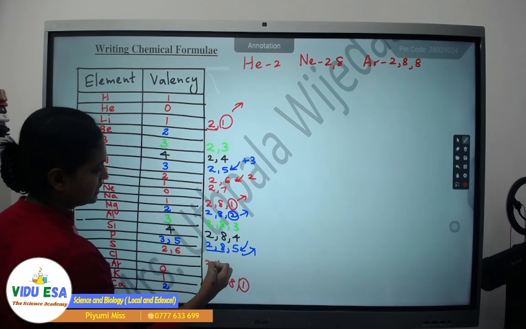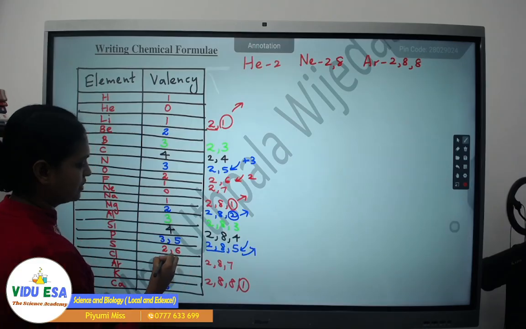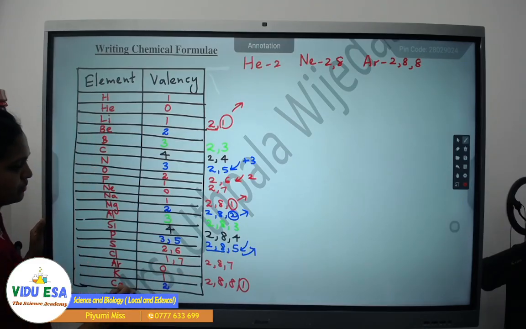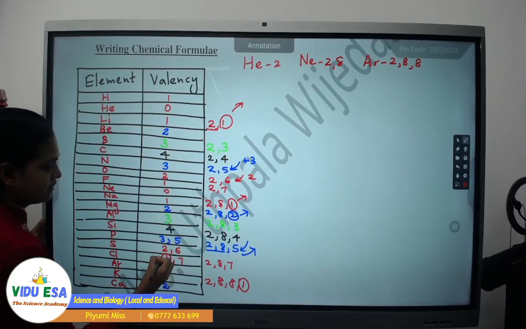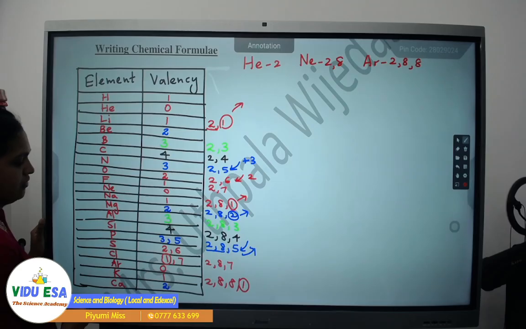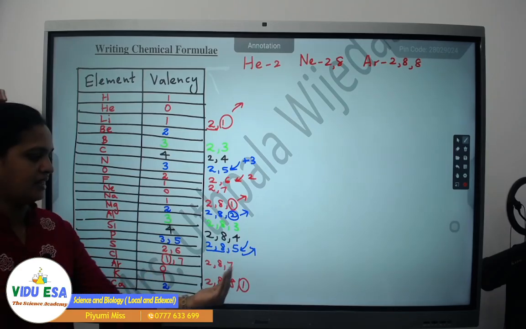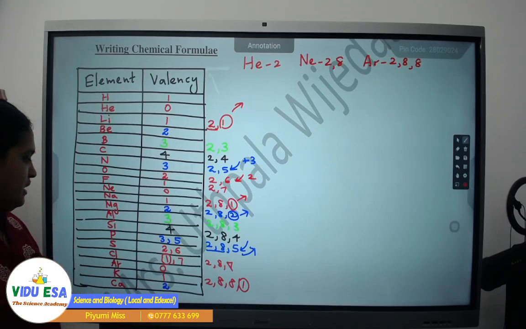Even chlorine, that is 2,8,7, chlorine can also gain 1 electron or remove all the 7 electrons. But most probably chlorine gets the valency 1. We take chlorine's valency as 1. It can easily gain 1 electron. Right? Now when it comes to sulfur, most probably it is 2.